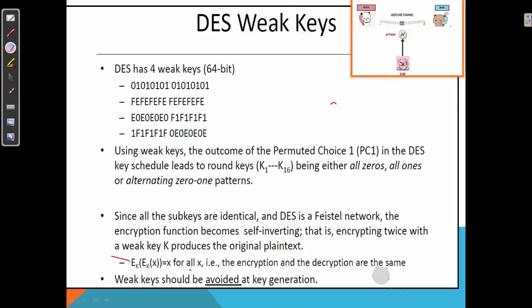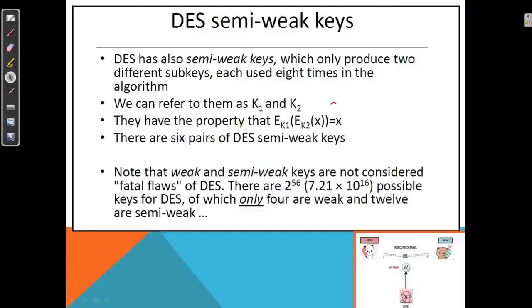And why should we avoid these keys? Because they produce almost the same subkeys. When we use those subkeys in the Feistel network, the encryption function becomes self-inverting. It means if we use that function twice, it gives us the same plaintext. Besides these 4 weak keys, we have some semi-weak keys also. There are 12 semi-weak keys. In place of 16 same subkeys, they produce 2 different subkeys.